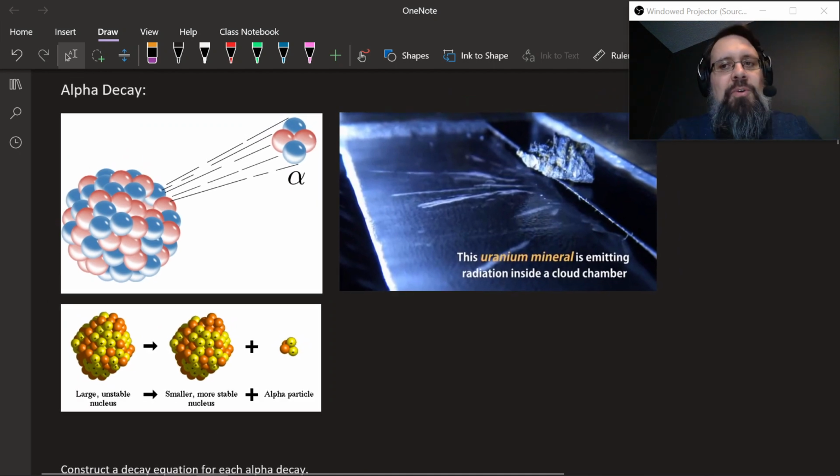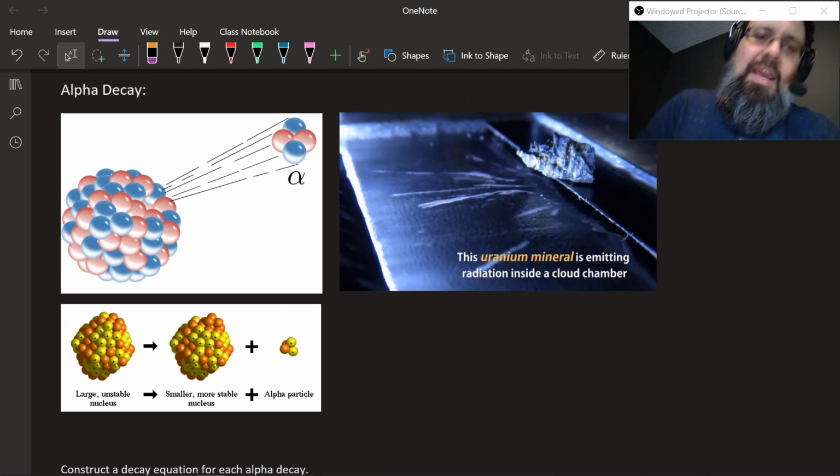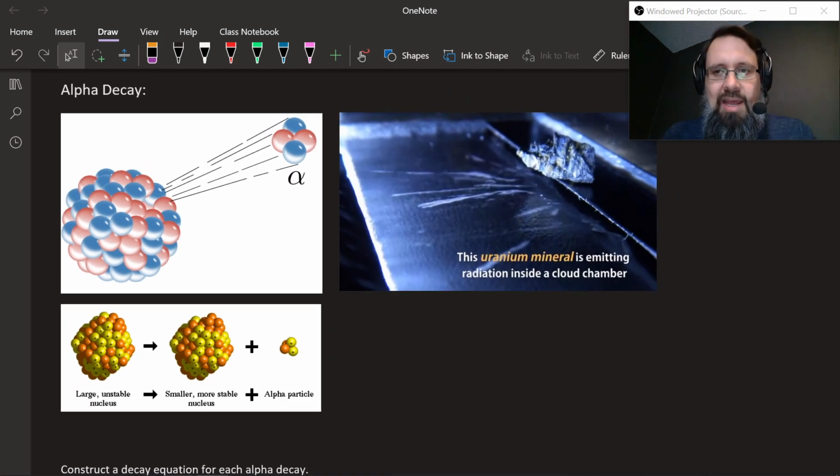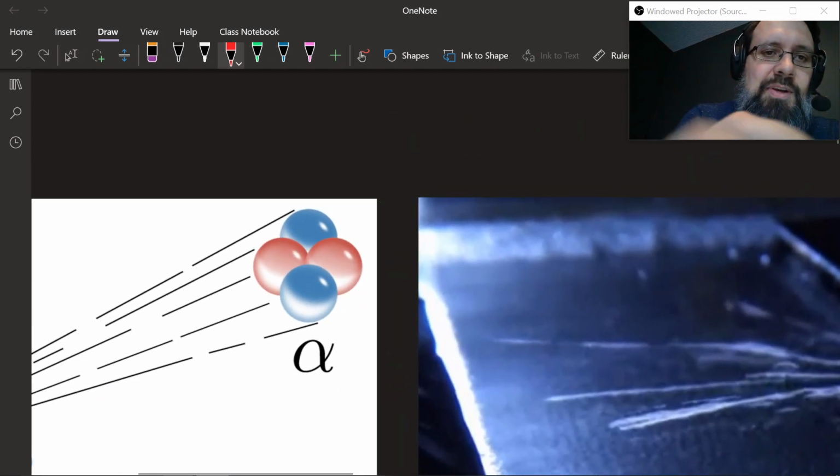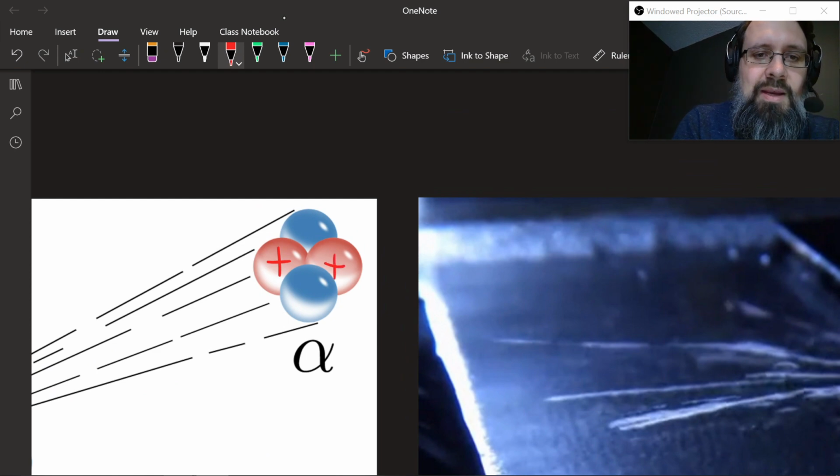Let's look at alpha decay in more detail. So what is alpha decay? Alpha decay happens when the nucleus spits out an alpha particle. An alpha particle is two protons and two neutrons. So you can see in this picture, there's two protons, and then you got your two neutrons here. That's a neutron and that's a neutron.